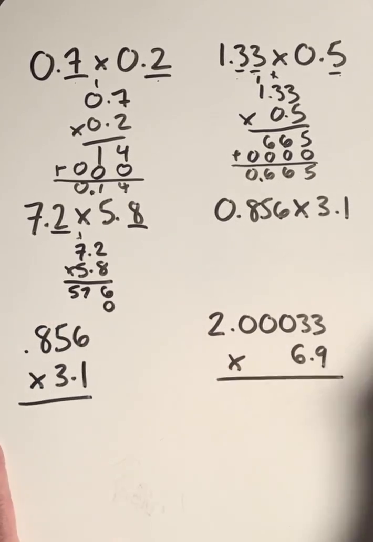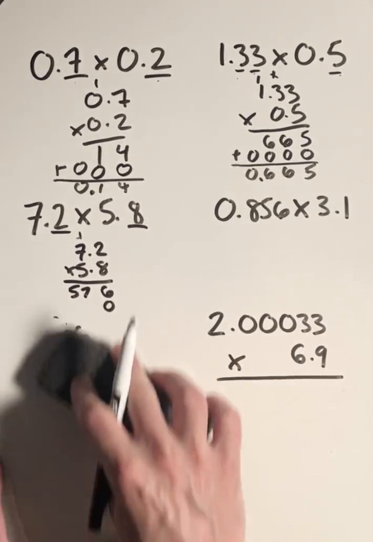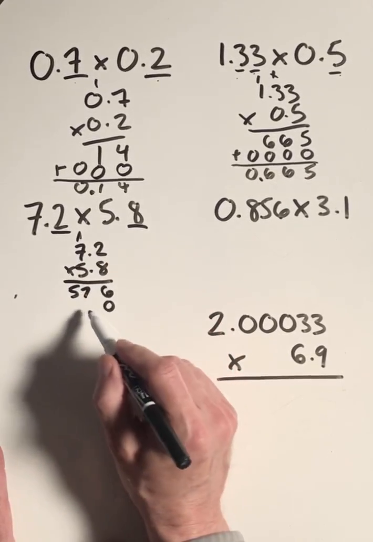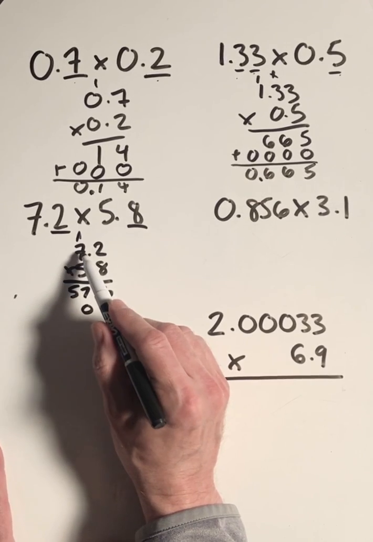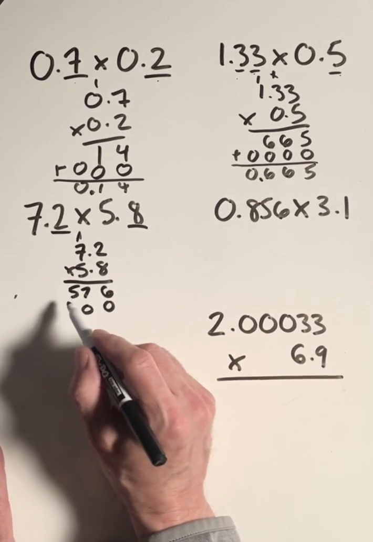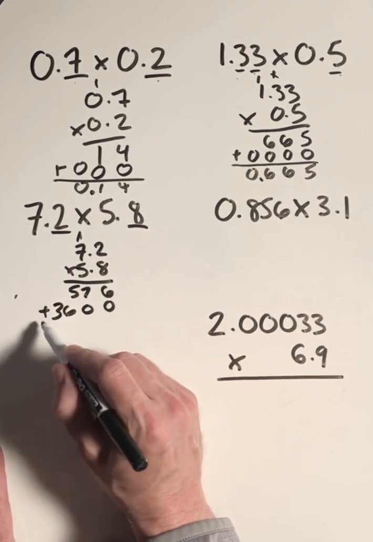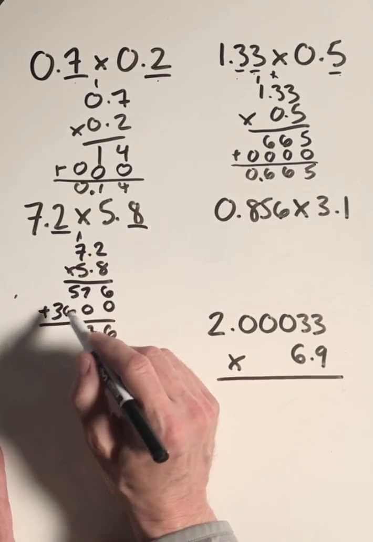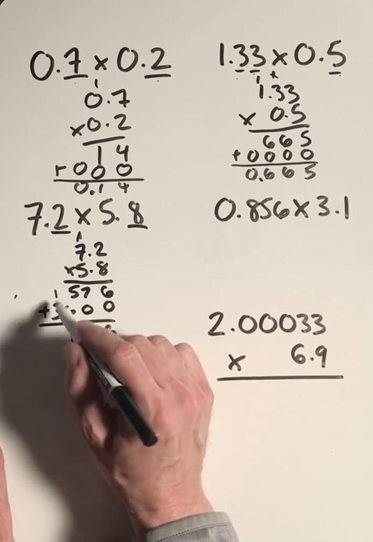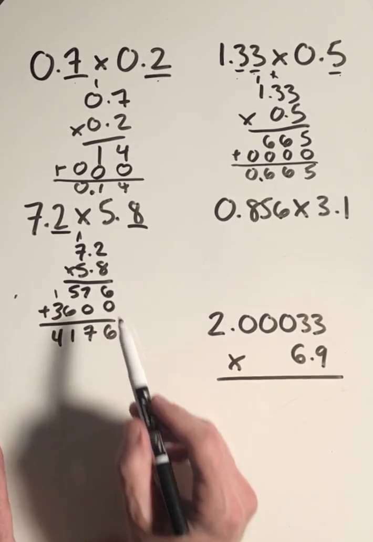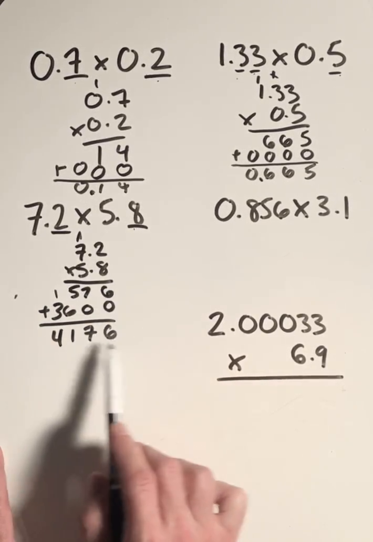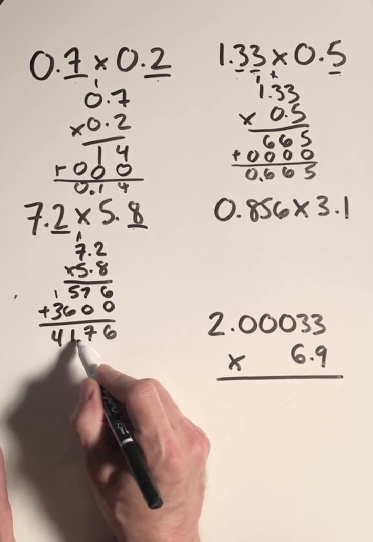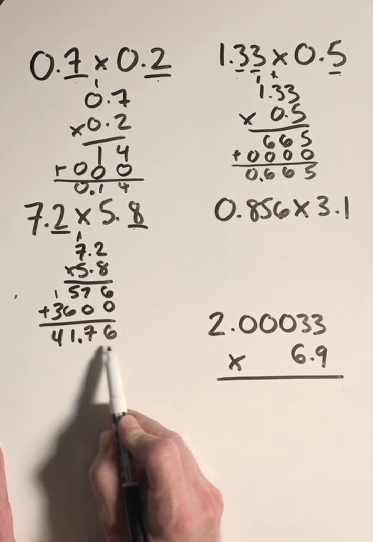Move down here. 5 times 2 is 10. 5 times 7 is 35, plus 1 would be 36. 6, 7, 6 plus 5 is 11. 3 plus 1 is 4. I need to have 2 digits to the right of my decimal point, so I will add the decimal point here, so there are 2 digits to the right of it.